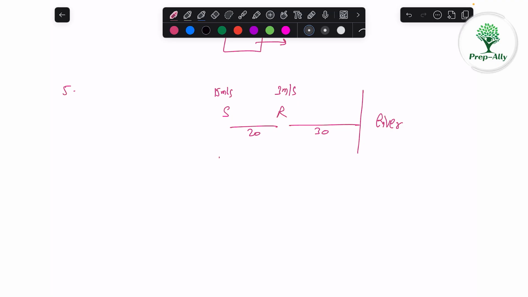What should be the acceleration of Ram from this moment onward so that he can be safe? So how much time will Sham take to reach the river? The distance is 50 upon speed 15. Distance by speed is time, so it comes out to be 10 by 3 seconds. So in 10 by 3 seconds, Sham will reach here and Ram should just reach there so that Sham can't catch him.